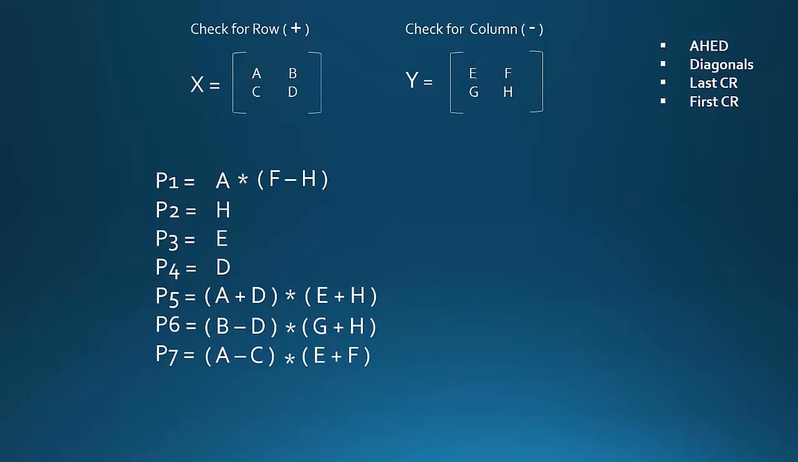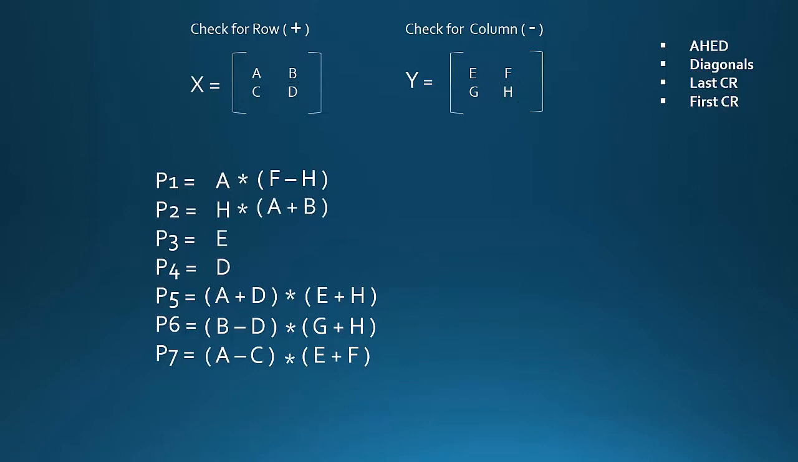Okay. Now consider P2. In P2 we have H. The opposite corresponding element of H is D. And since we are in X, we will consider rows. The opposite row is AB. And since it is a row, we will write A plus B.